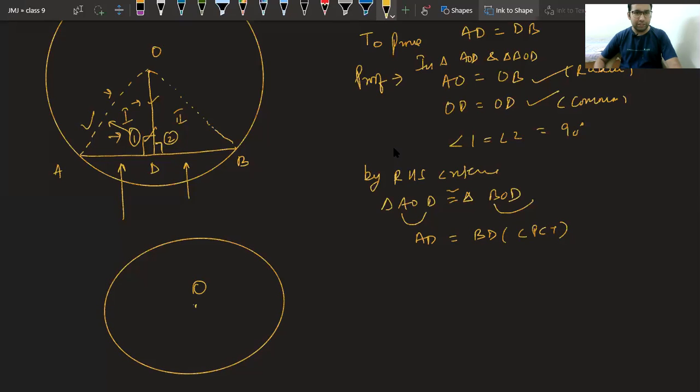Yuvika, now answer me. What do we call this OA? Yuvika, please answer. If you are joining center to one point on the circle, what do we call them? Wrong. Yuvika, we call it radius. Very good, beta. If you take one more point like B and you join OB, what do you call this? Yuvika, yes, Parkhi, correct, beta. Got it, sir. Okay, now she got it.